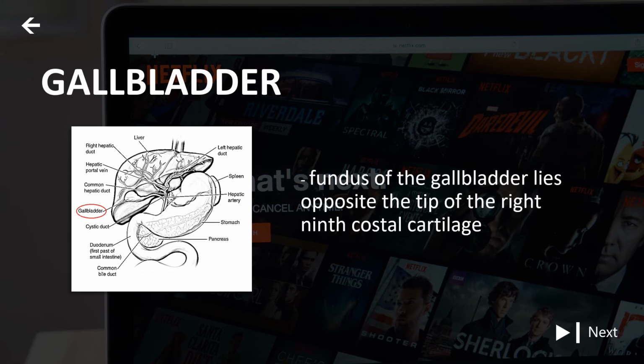Gallbladder. The fundus of the gallbladder lies opposite the tip of the right ninth costal cartilage, that is, where the lateral edge of the right rectus abdominis muscle crosses the costal margin.